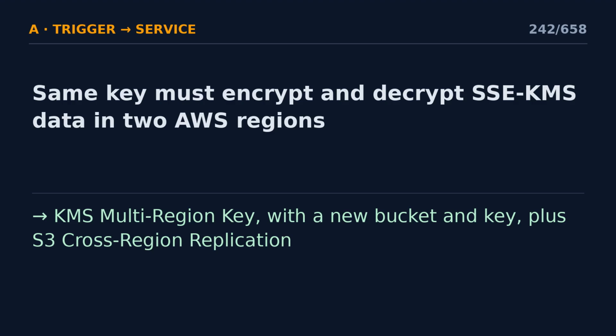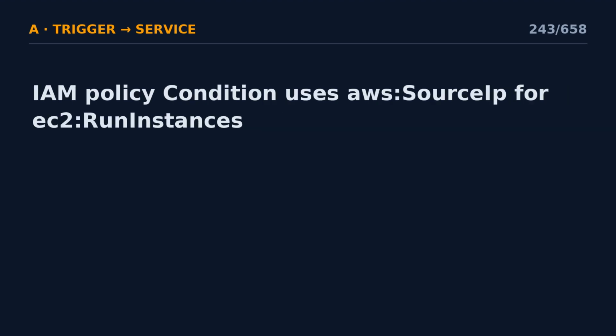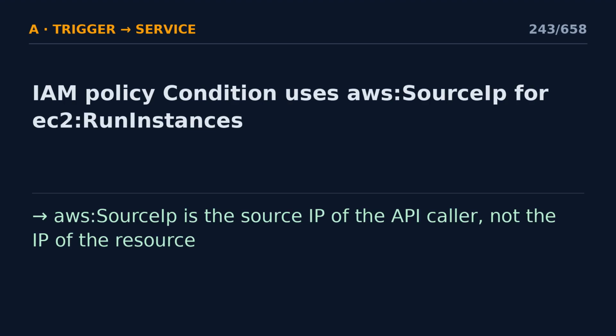Answer: KMS multi-region key with a new bucket and key, plus S3 cross-region replication. IAM policy condition uses AWS source IP for EC2 run instances. Answer: AWS source IP is the source IP of the API caller, not the IP of the resource.